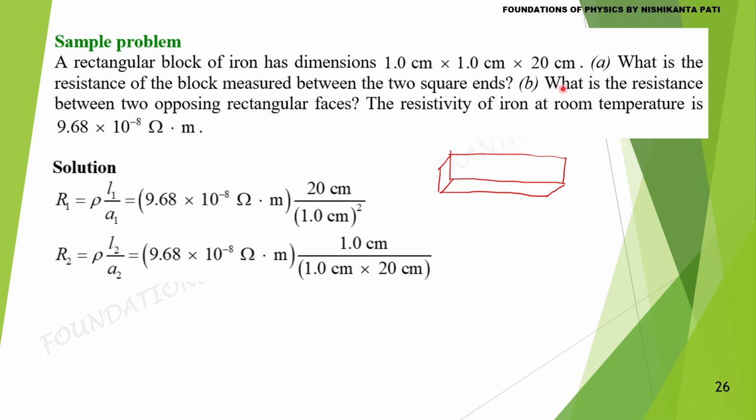The next question asked the resistance between two opposing rectangular faces. So if I consider this as a rectangular face and the other rectangular face that is not visible to us, then the area is now this rectangle area. So it is 1 centimeter into 20 centimeter. And here the length is now this much. This is now 1 centimeter is the length.